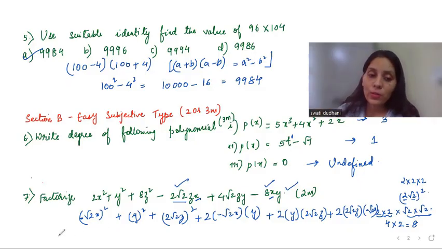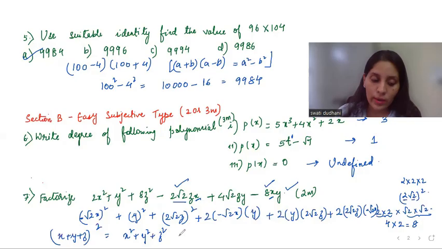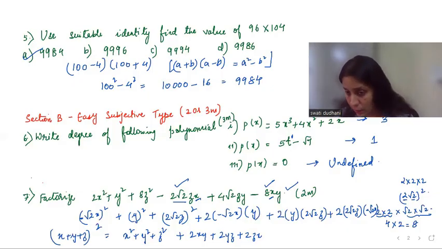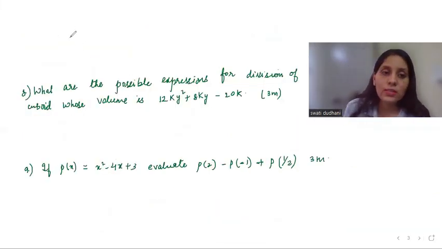Now here we can use the formula: X plus Y plus Z whole square is equal to X square plus Y square plus Z square plus 2xy plus 2yz plus 2zx. So it is very important to mention the identity. For that, you will have 1 or half mark, depending upon the weightage. Now, this is x plus y plus z whole square.